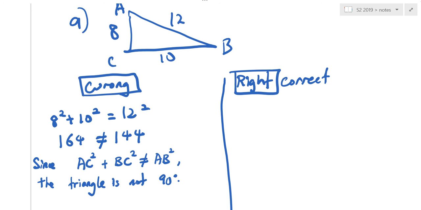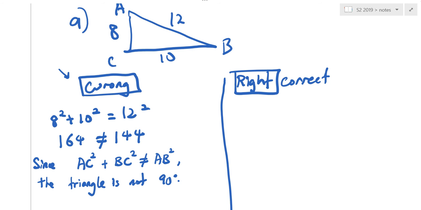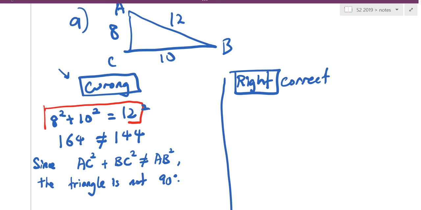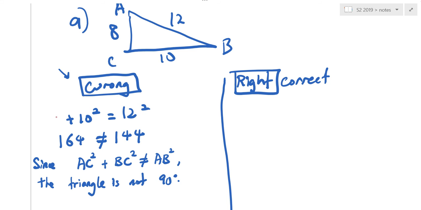But this is wrong. Can I show you the correct one first, then we do a comparison? This is under the wrong column. Means if you write this in the exam, it's wrong. It is wrong because the first statement is wrong. Can you highlight the first statement? This is 8 square plus 10 square equal to 12 square. Is this even correct? No, right? 8 square plus 10 square is not equal to 12 square, right?